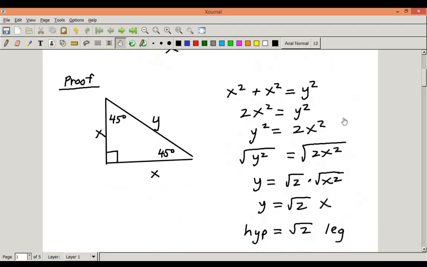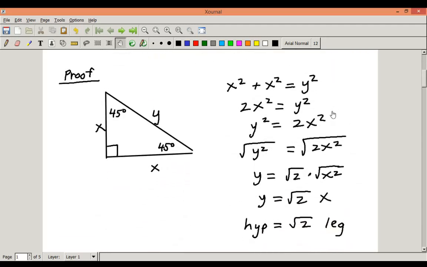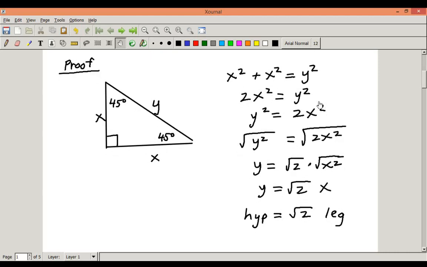All right. So here's a proof. We already said that the legs were congruent, and so the other part of the theorem says that the hypotenuse, which we're calling y in this diagram, is going to be square root of 2 times the leg, which we're calling x. So we just set up a Pythagorean equation there. You see it there, x squared plus x squared equals y squared. It's just the Pythagorean theorem applied to that triangle.